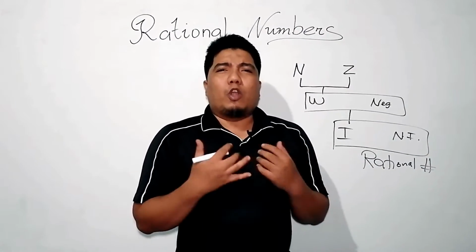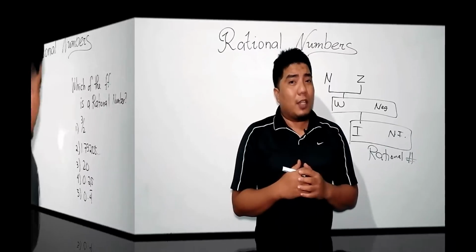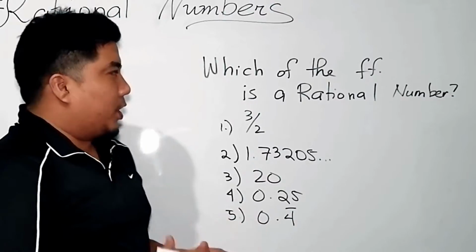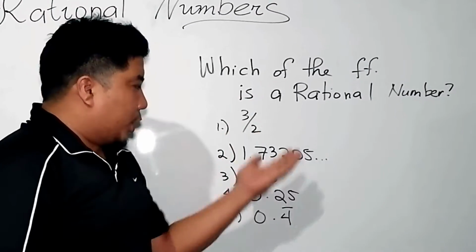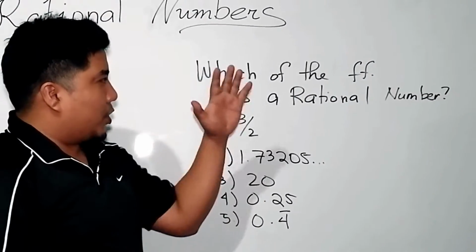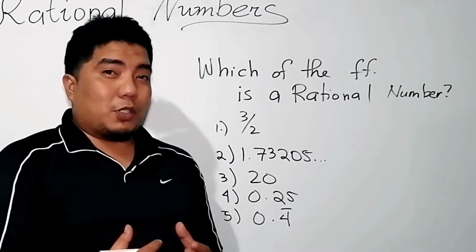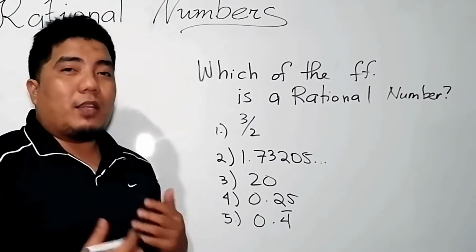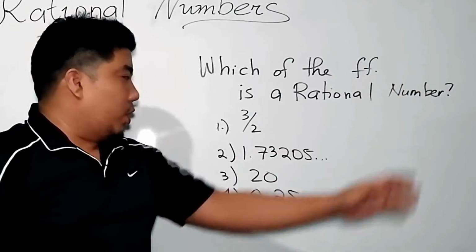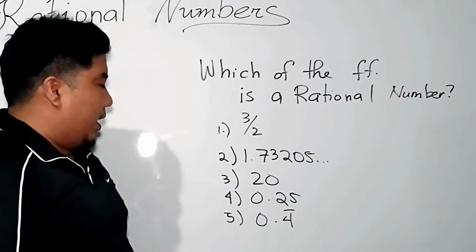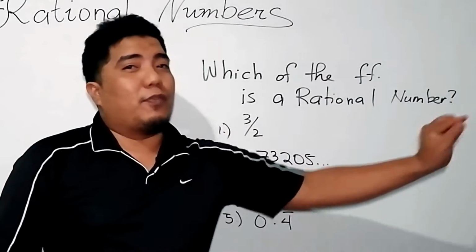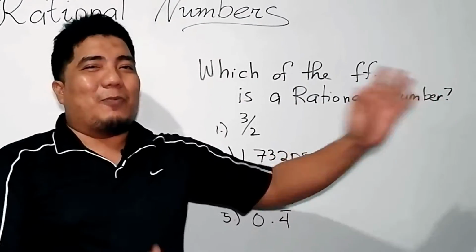Now, let's go deeper into what is really a rational number. Okay, math learners, we have here a series of questions for us to classify which among these given numbers are rational numbers. So the question is, which of the following is a rational number? Number 1 is 3 over 2, number 2 is 1.73205 and so on and so forth. Number 3 is 20, number 4 is 0.25, and number 5 is 0.44444. Okay, so it will not end with just 4.